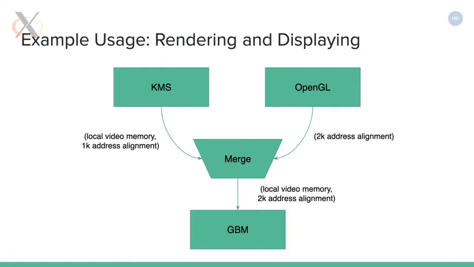So yeah, just a little more detailed example with some explicit constraint sets. If KMS says, I want buffers allocated in local video memory aligned to 1K, and OpenGL says, I want buffers aligned to 2K, then you can allocate with GBM buffers that are in local video memory and aligned to 2K, and both KMS and OpenGL will be happy.